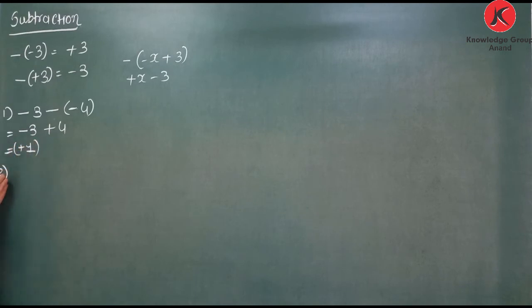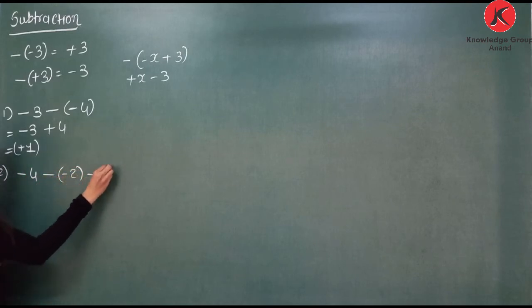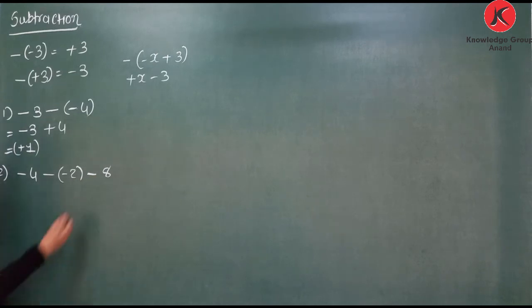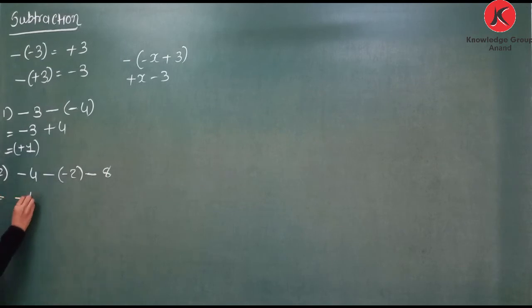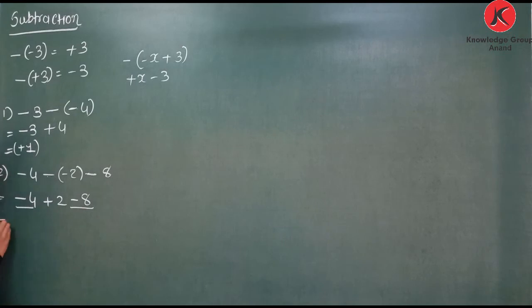One more, minus 4 minus 2 minus 8. Now here you can see there is no sign on 8, which means it is a positive integer, and we apply this negative sign so it will be negative. Or you can write it like this, minus 4 minus plus 2 minus 8. Two numbers are negative, so add them. 4 plus 8 is minus 12 plus 2, that is, now one negative, one positive, so it is minus 10.